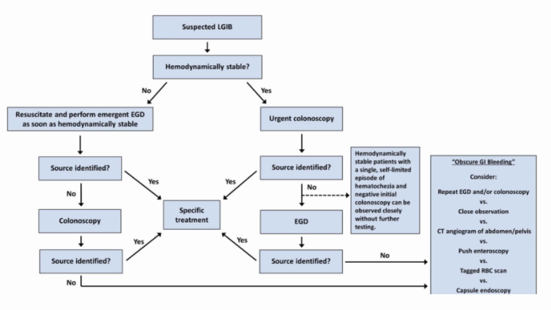First, check whether he is hemodynamically stable. If he is stable, then we will do colonoscopy to identify and treat the source of bleeding. If colonoscopy doesn't identify the source, then next we do EGD as second line for identification of the source of bleeding.